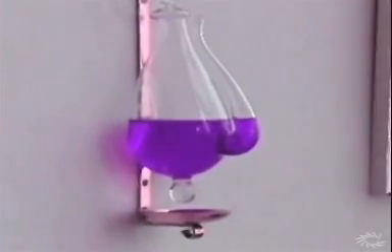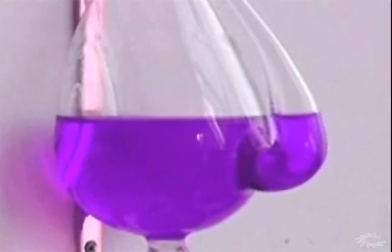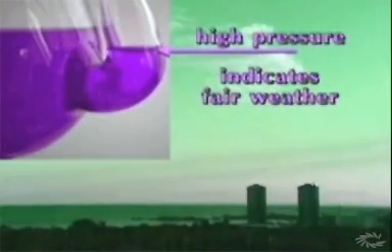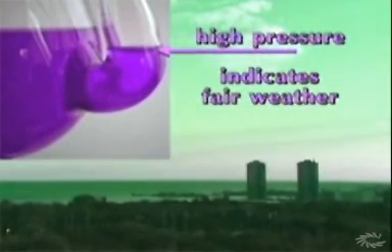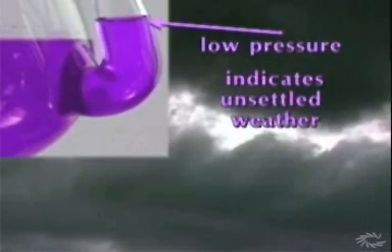Barometric pressure, when combined with knowledge about air currents and other factors, can give an indication of the weather. High pressure generally indicates settled, fair weather, while low pressure indicates unsettled weather.